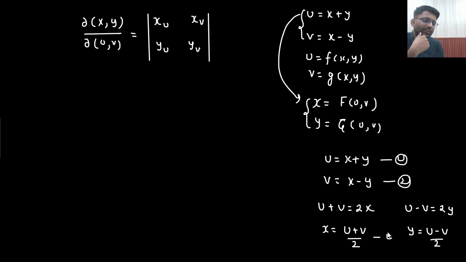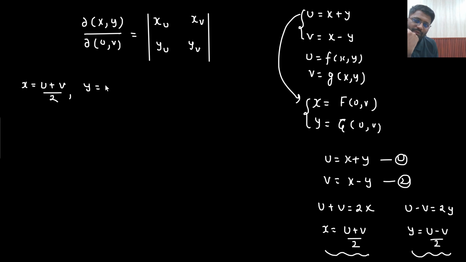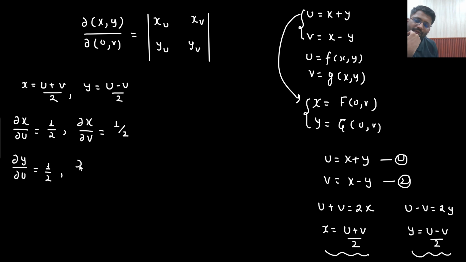So this is the scenario we will be getting, right? This is the value of x, this is the value of y. So what we are getting: x equals (u plus v) divided by 2 and y equals (u minus v) divided by 2. So del x by del u, what would that be? 1 by 2. Del x by del v? 1 by 2. Del y by del u? 1 by 2. And del y by del v? Minus 1 by 2.